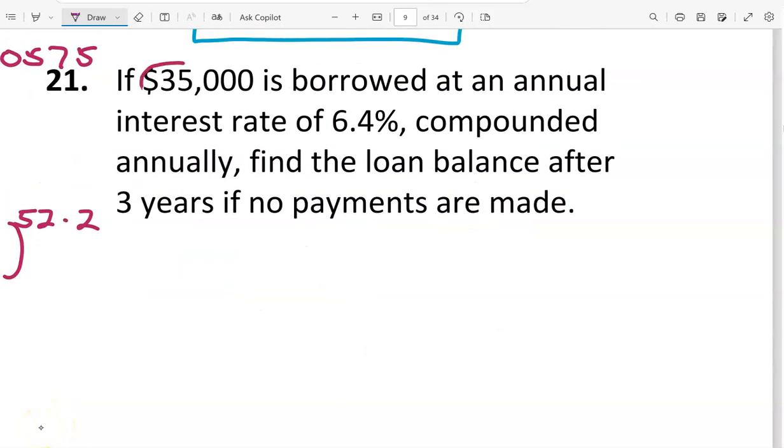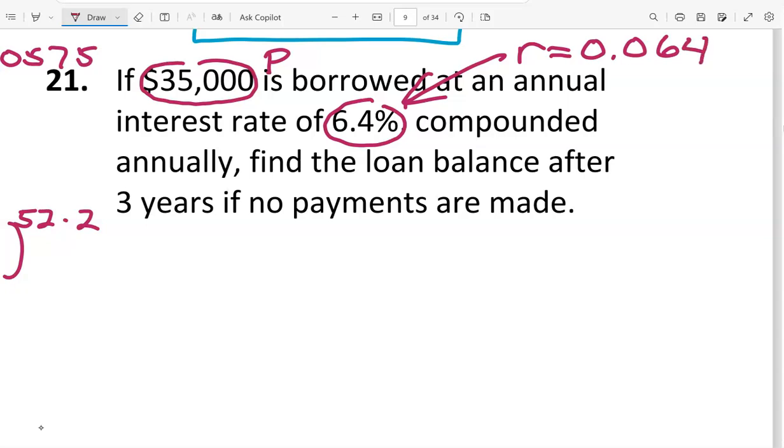In number 21, the initial amount of the borrowing is $35,000, the initial amount borrowed, so that's our value of P. The interest rate is 6.4%, so as a decimal that is R equals 0.064, and it's compounded annually. That means once per year, so N is equal to 1, and we're finding the balance after 3 years, so that's our value of T.